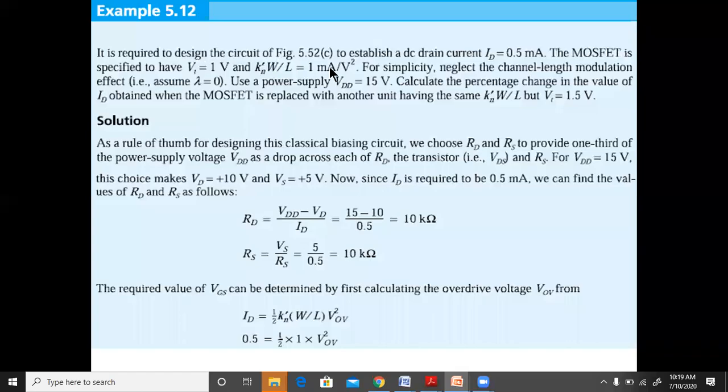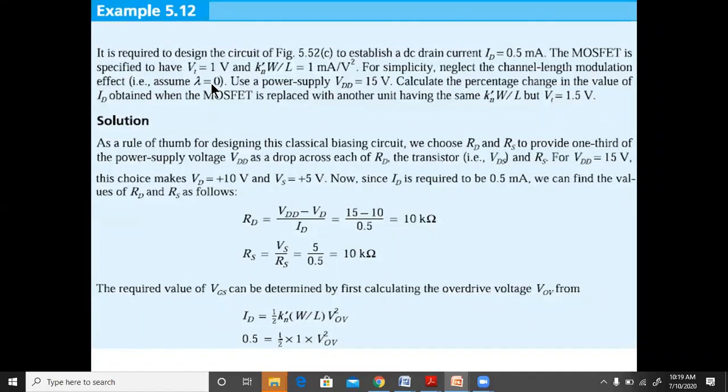So it is required to design the circuit of the 5.52C, and basically we are talking about a voltage divider network to establish a DC drain current ID of 0.5 milliampere. The MOSFET is specified with VT equal to 1 volt and Kn W by L equal to 1 milliampere per volt square. For simplicity, we'll neglect the channel length modulation. That is, we'll consider lambda equal to 0.